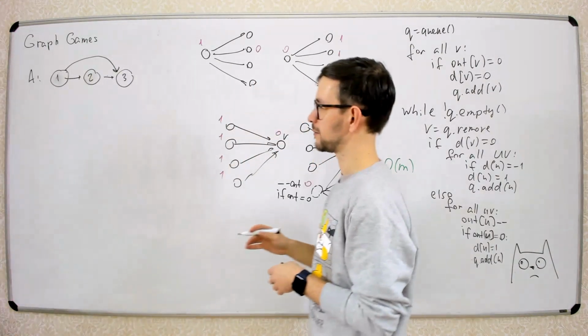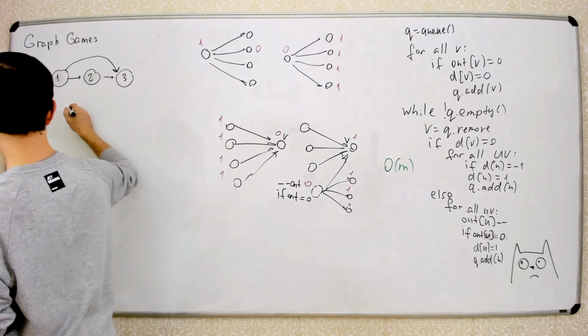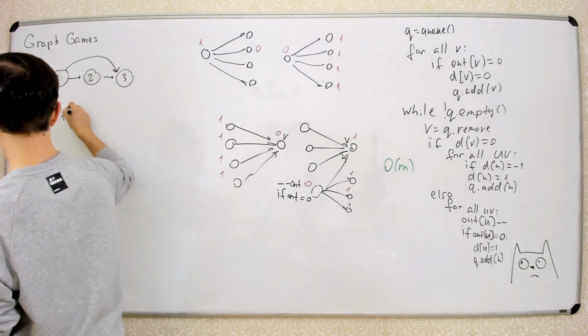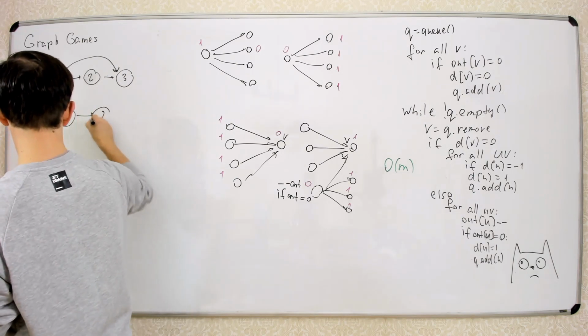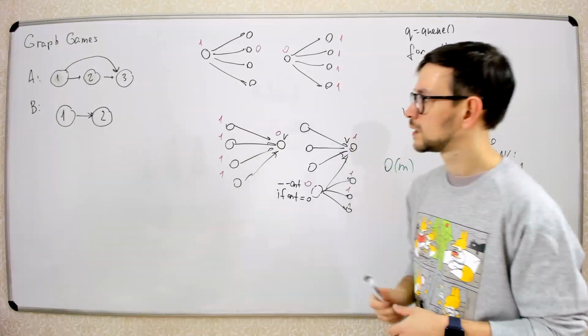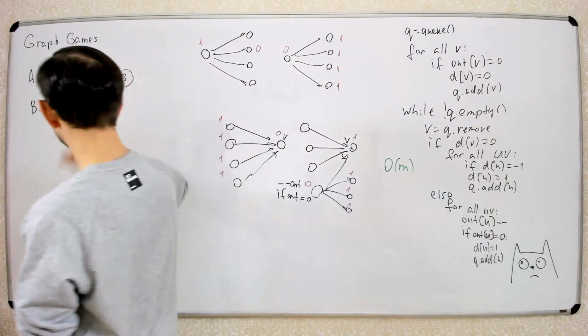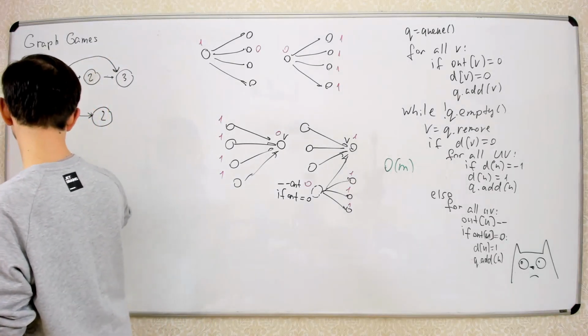It's a very simple graph game. And game B, where you have only, let's say, two states, like this. Very, very simple game. So let's have two graph games. What is the sum of these games? So what is the game A plus B?